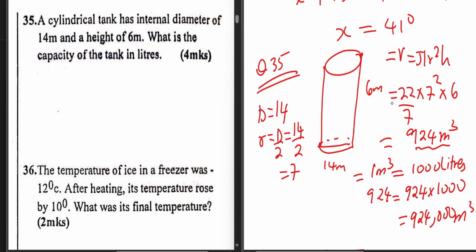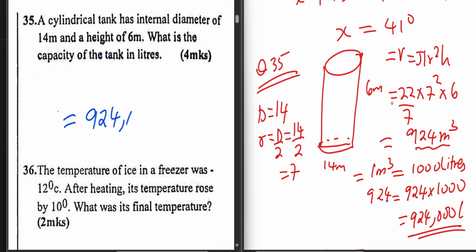Not cubic meter, but liters. Okay, so that is the answer. So the answer to this one is 924,000 liters. If it were cubic centimeter, then we would have divided it by 1,000, but since a cubic meter is usually bigger than a liter, for you to change from cubic meter to liters, you must multiply by 1,000. Very, very simple. Now you can confirm once again, just confirm if I'm getting the same answer even when I'm using my calculator.